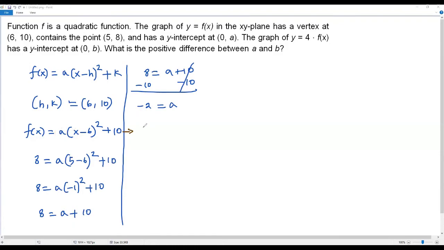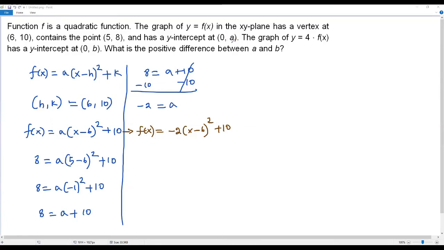Let me do it. So then the given quadratic function becomes f of x equals negative 2 times (x minus 6) the whole square plus 10. Okay, now the given quadratic function is complete because there is no unknown constant. And also the question says that the given quadratic function has a y-intercept at (0, a). Since it has a y-intercept at (0, a), we can plug in the x coordinate 0 for x, and a for the y coordinate, which means for this f of x.